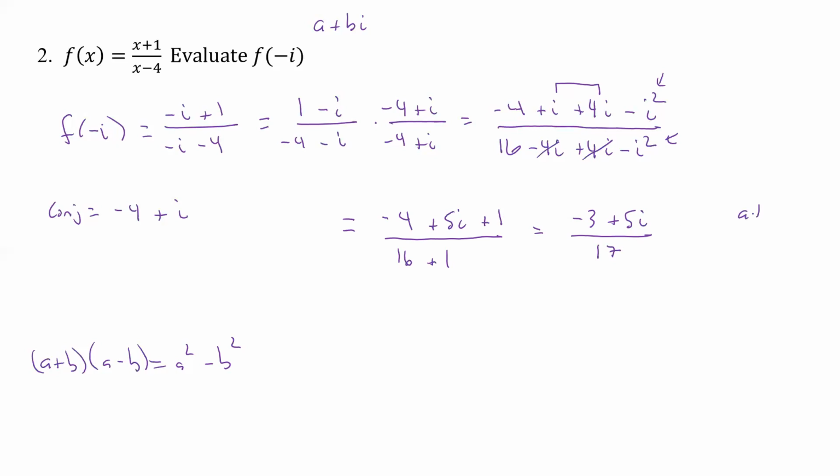And again, a plus bi is the form we want, so that's going to be a -3 over 17 plus 5 over 17 times I. Okay, and then that would be our final value as a complex number. Okay, and all we did was we plugged in -I for both x's, and then we simplified.